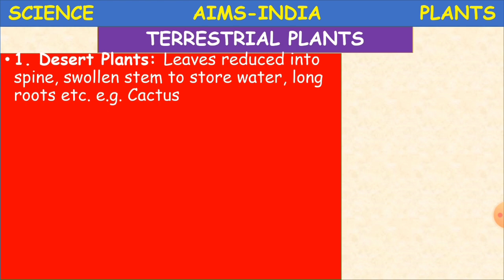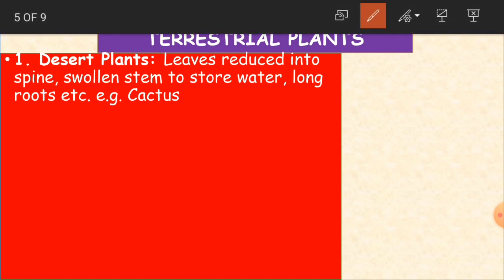Okay, and desert plant leaves reduced into spine, swollen stem to store water, long root, etc. So these are the features of the desert plants, like the leaves are reduced into spine, in the sense they do not have leaves, their leaves are in the form of spine, in the sense thorns, like sharp ended thin thorns type of leaves they have got.